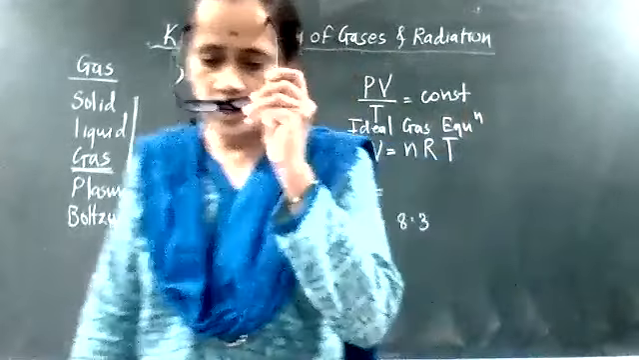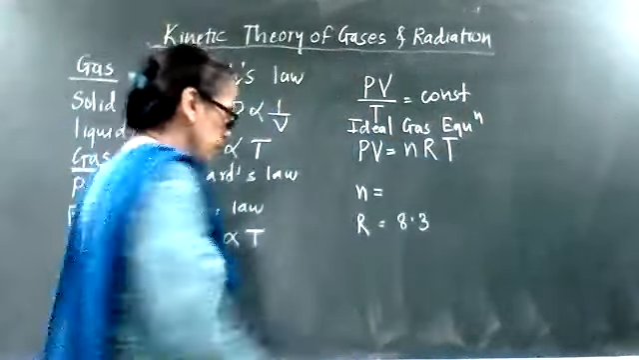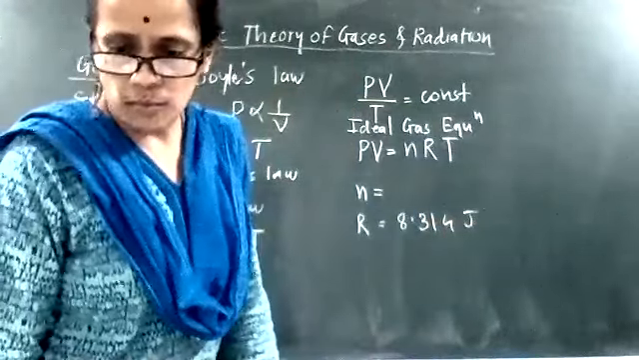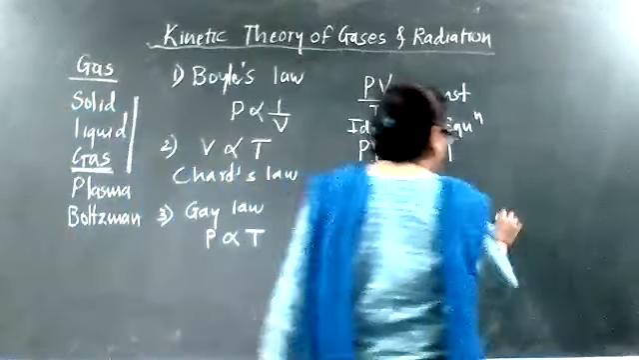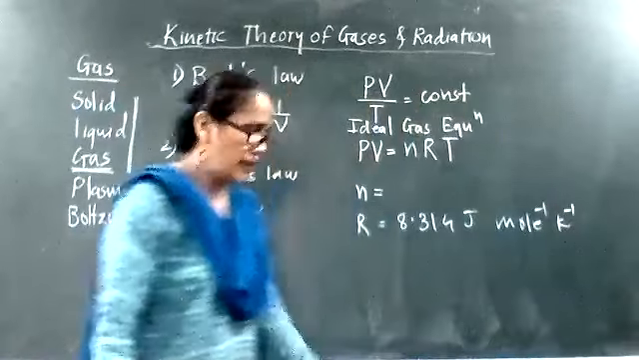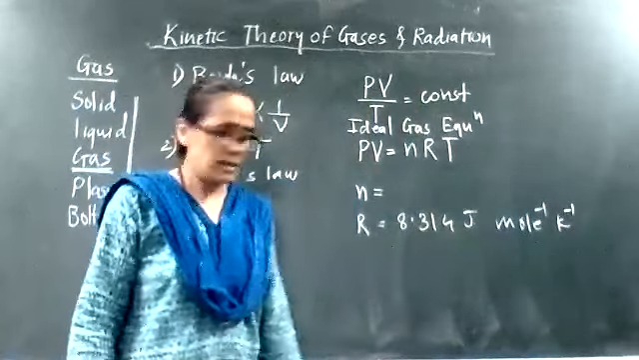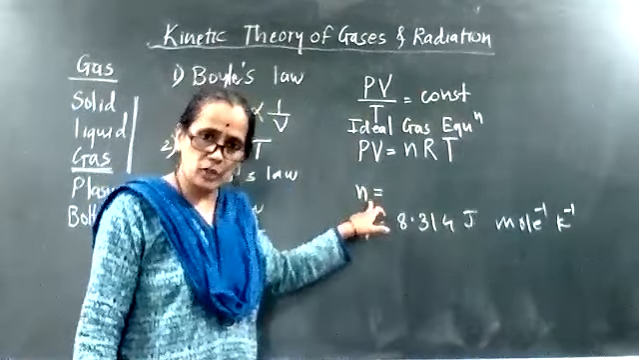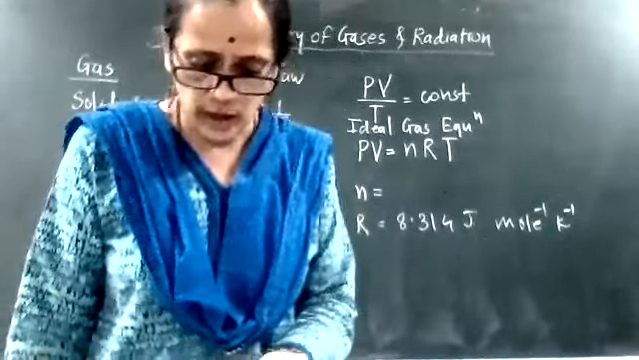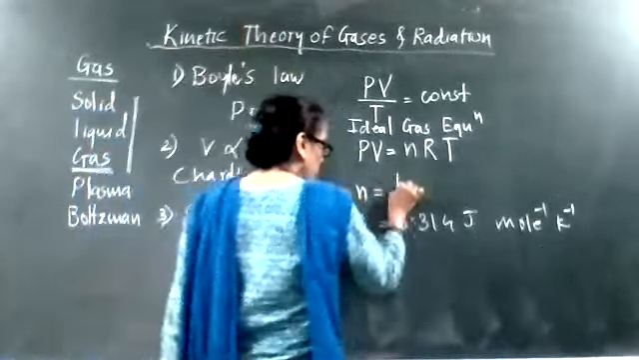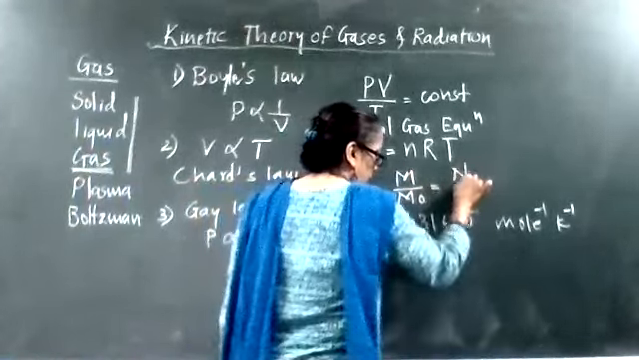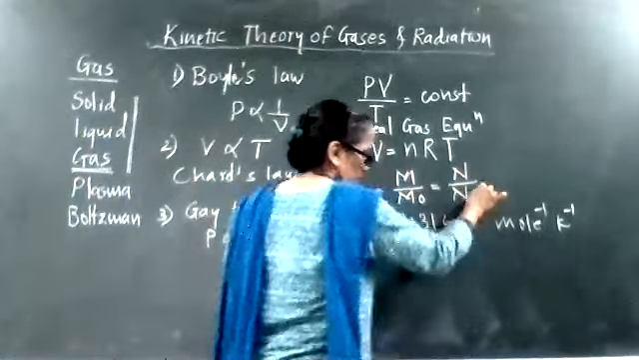This gas constant value R is 8.314 joule per kilomole per Kelvin, that is, joule mole raised to minus 1, Kelvin raised to minus 1. Now this n is the number of moles. How can you give the definition of this number of moles? This number of moles is capital M upon Mo, or capital N upon Na.